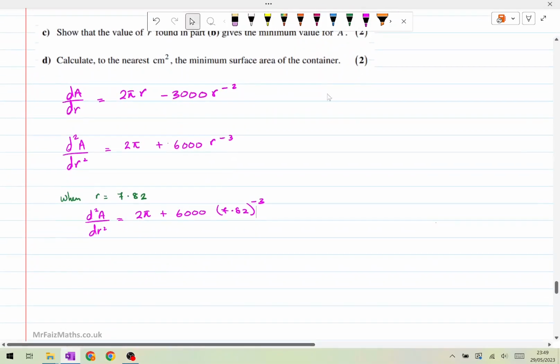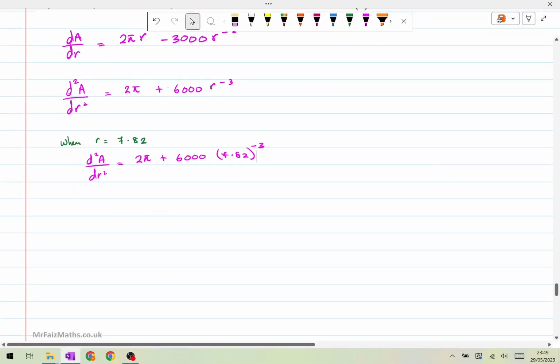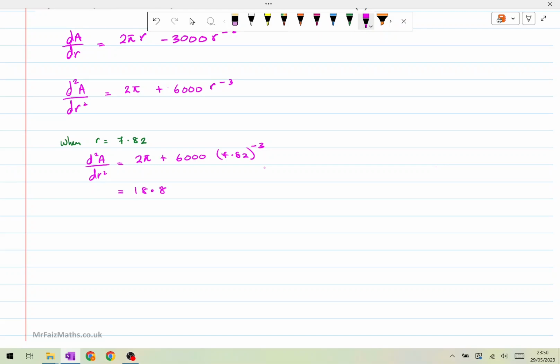Right, so even without calculating this number, we know this will be positive, but of course you type this into a calculator, see what number it gives you. And this is equal to 18.8. Right, so since the second derivative at our stationary point is greater than 0, we'd say that this implies that this is indeed a minimum.